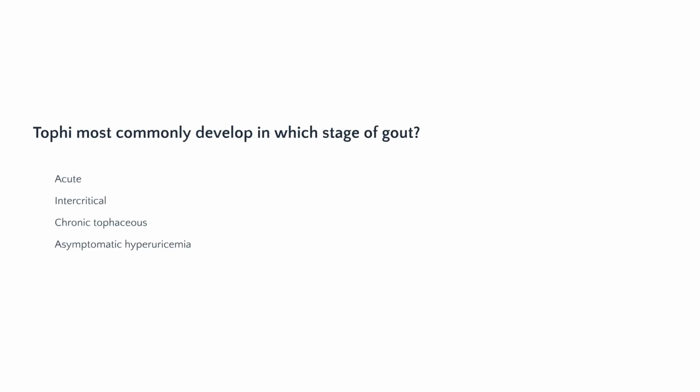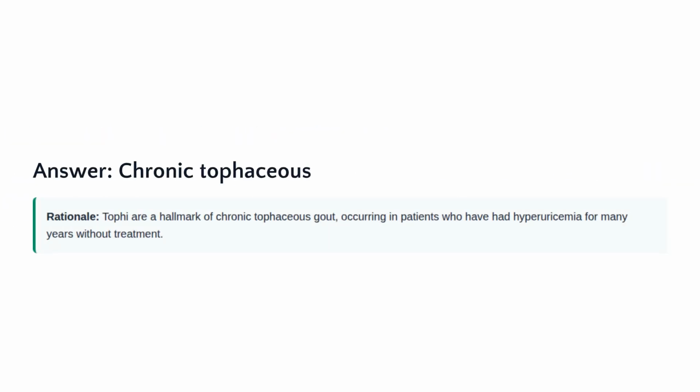Tophi most commonly develop in which stage of gout? Tophi develop in the chronic tophaceous stage. This is the advanced stage characterized by persistent hyperuricemia and crystal deposits in joints and tissues.